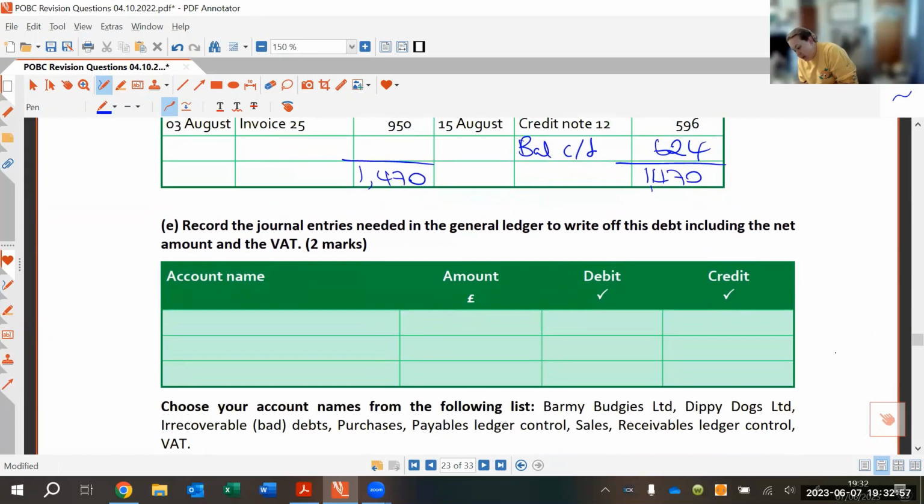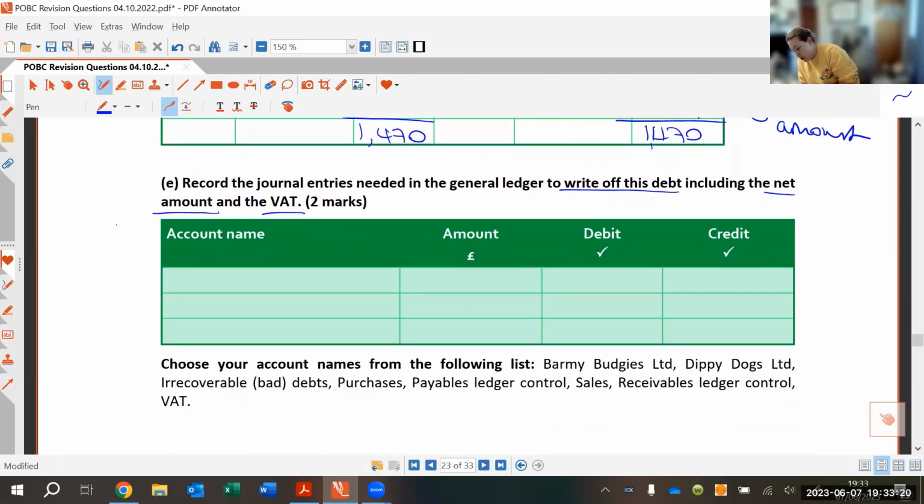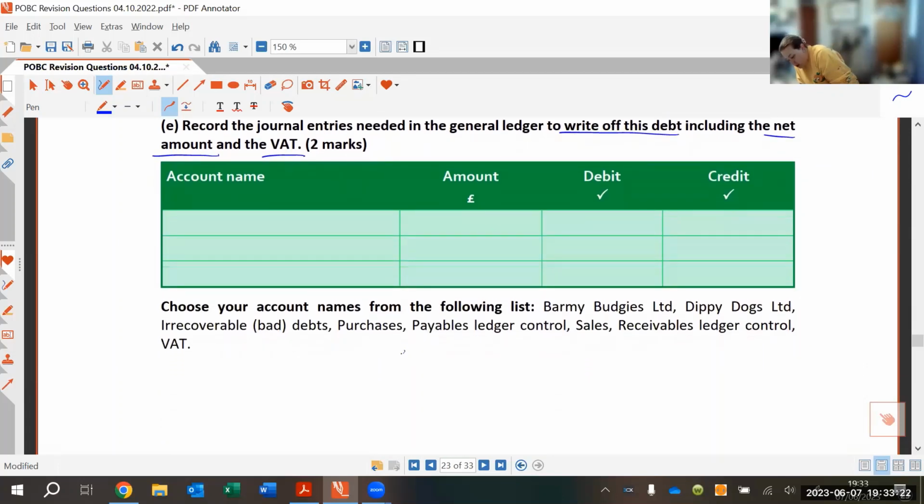Oh, this is hard because we've got to write off this debt, including the net amount and the VAT. Yeah, so this is our gross amount. You've got to be able to work backwards and split out your net and your VAT, so I'm going to explain this down here. Next, we've got 624.